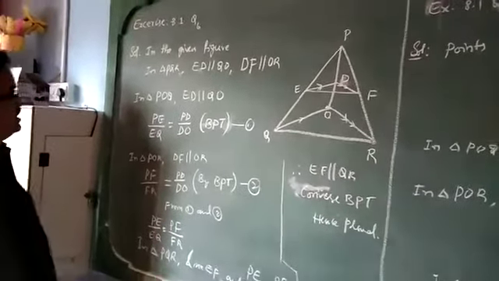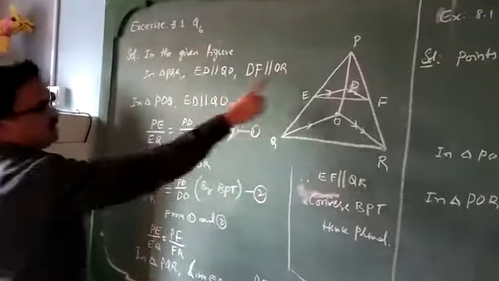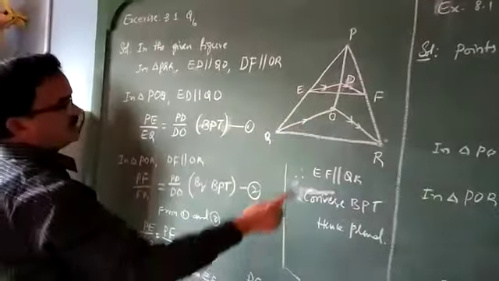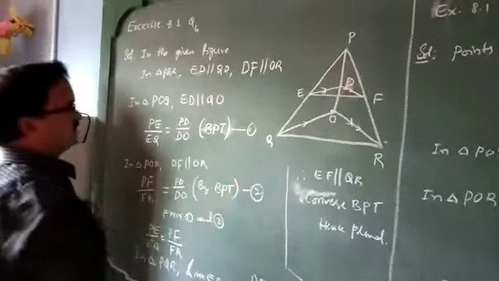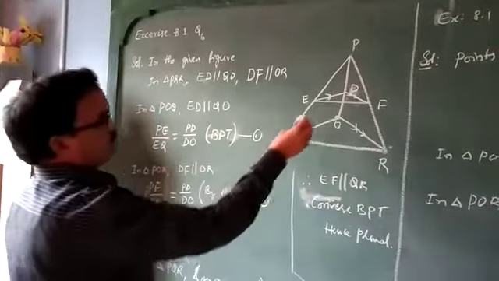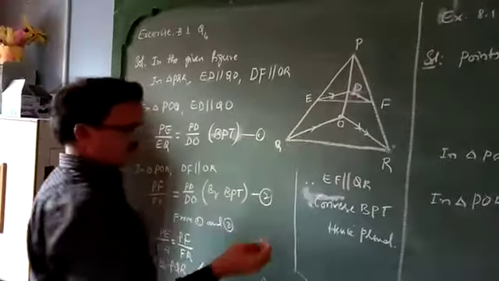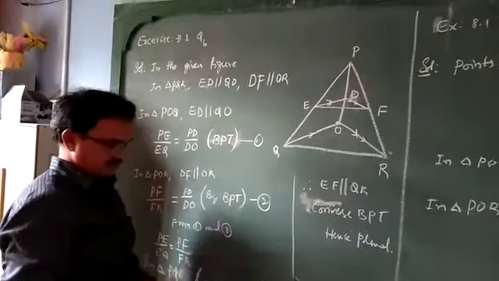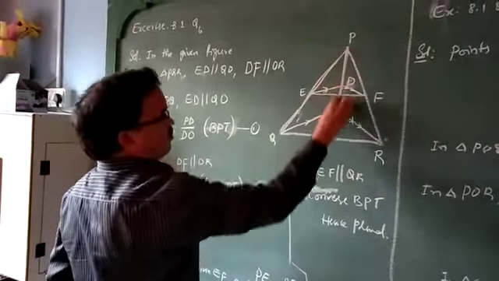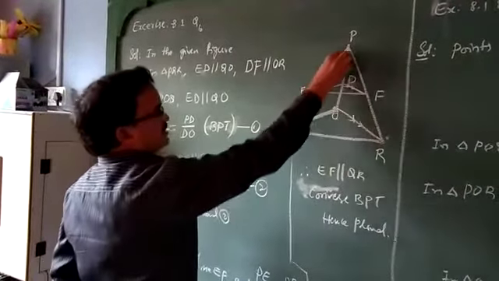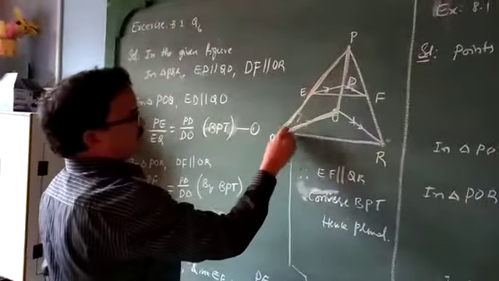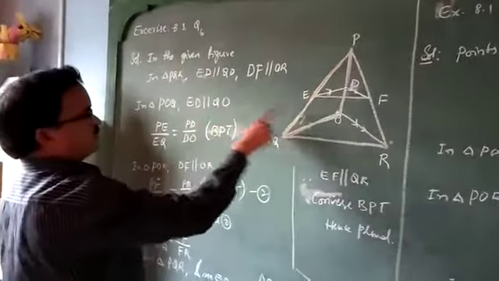Now solution. In the given figure, in triangle PQR, ED is parallel to QO and DF is parallel to OR. It is given. Next, in triangle POQ, this is a triangle. Once again you see, this triangle POQ. I am considering first, ED is parallel to OQ.